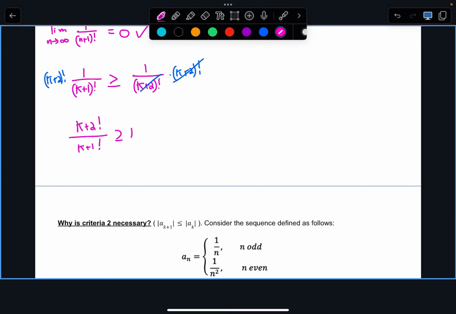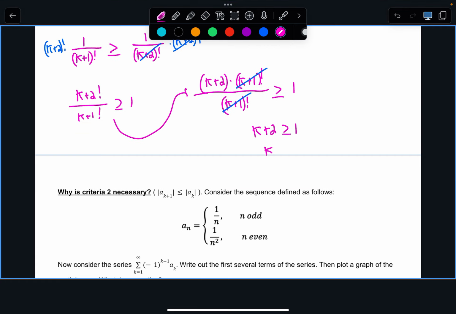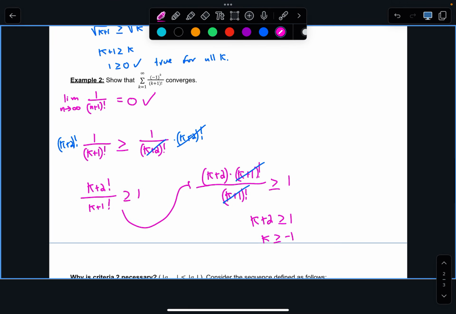How can I rewrite k plus 2 factorial? Very good. K plus 2 times k plus 1 factorial all over k plus 1 factorial. And these things cancel. And we are left simply with k plus 2 is greater than or equal to 1. This is true for all k greater than or equal to negative 1, which is sufficient for our criteria. So criteria 2 is met, and then we can say this is convergent by the alternating series test.